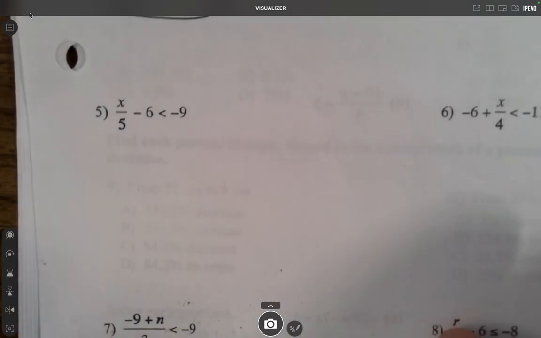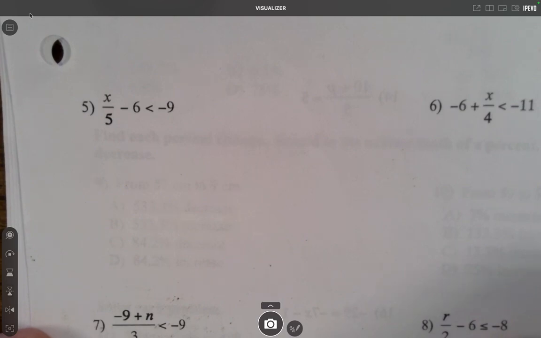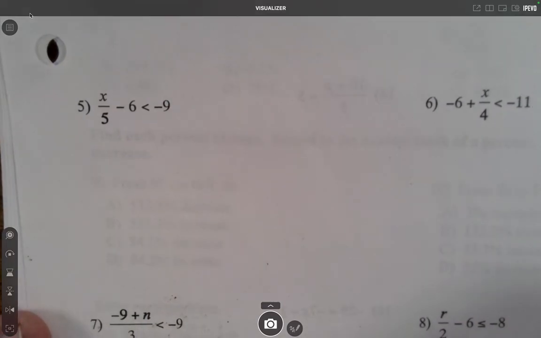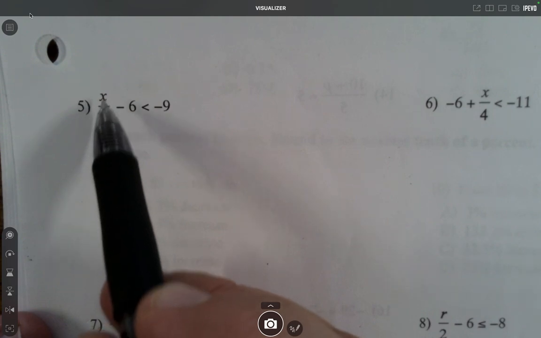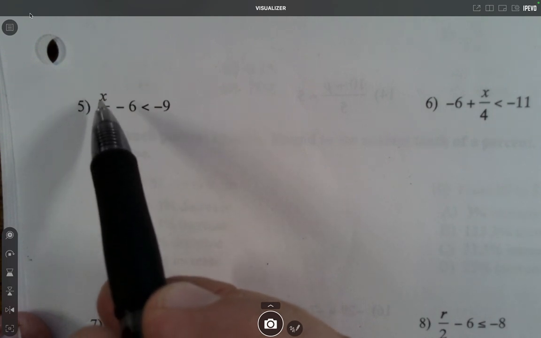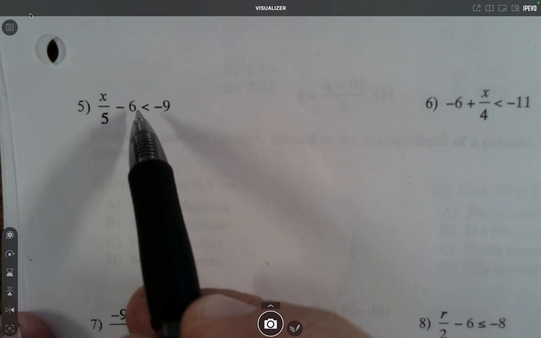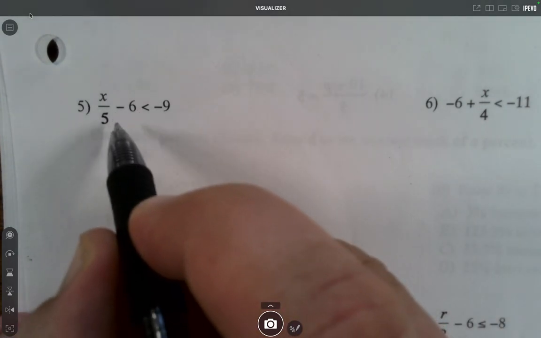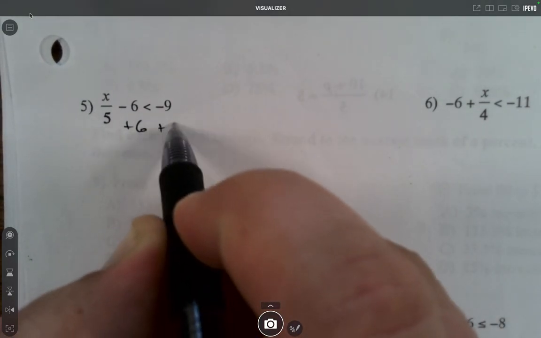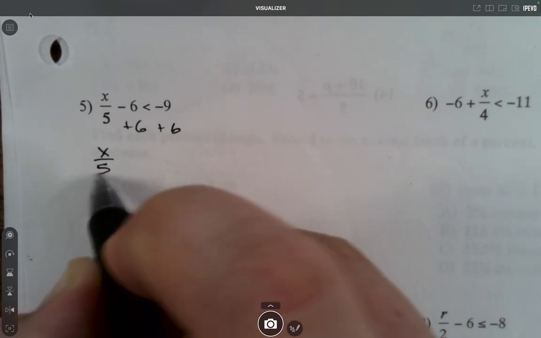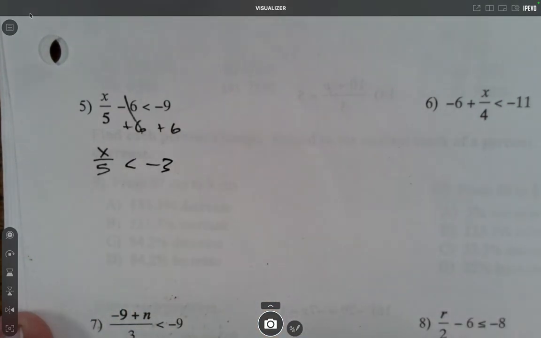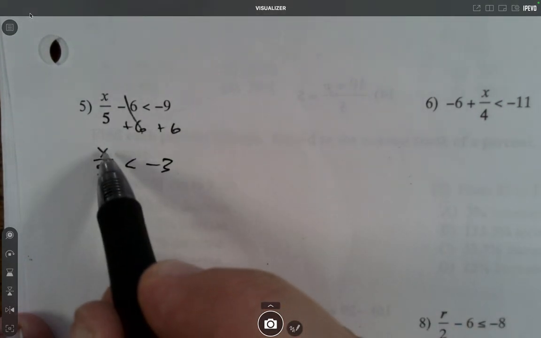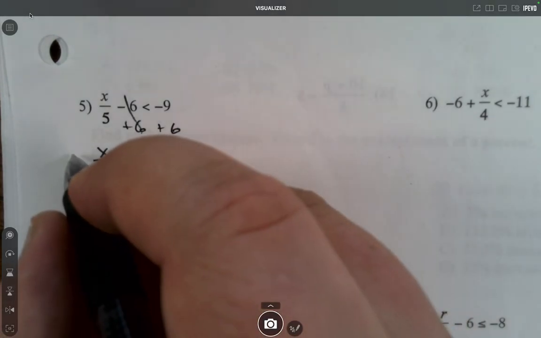Okay, these next four are going to be two-step problems. And you got to think you need to move what's farthest away from the variable first. Here's what I mean. That x and that 5 are tight. They're in the same fraction together. Whereas the 6 is kind of off by itself, not part of the fraction. So I need to move the 6 first. I'll add 6 to both sides. Negative 9 plus 6 is negative 3. And then x is being divided by 5, so I need to do the opposite and multiply by 5.